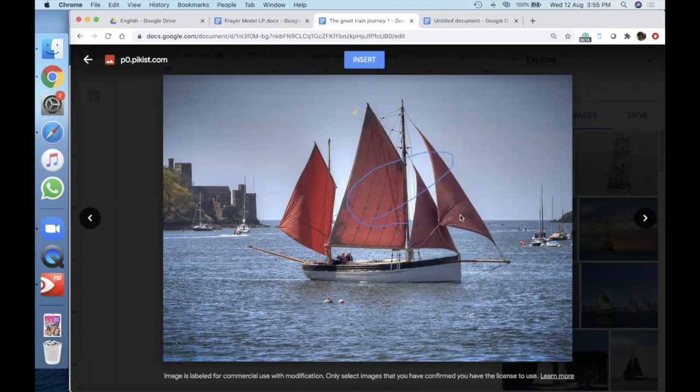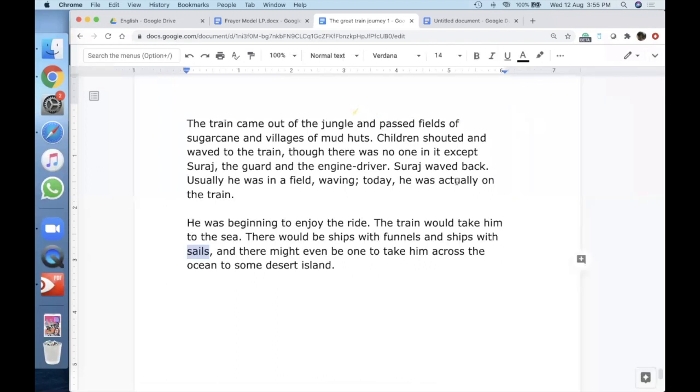This is called a sail ship, and the red color objects on the screen are called sails because they will sail as per the wind and will help the ship to move from one place to the other. So that's why these are called sail ships. Okay, so Suraj is thinking there will be a lot of ships with funnels and with sails. And there might even be one to take him across the ocean to some desert island. So Suraj is thinking maybe there will be a ship. If I can go on that ship, it will take me to the desert island.